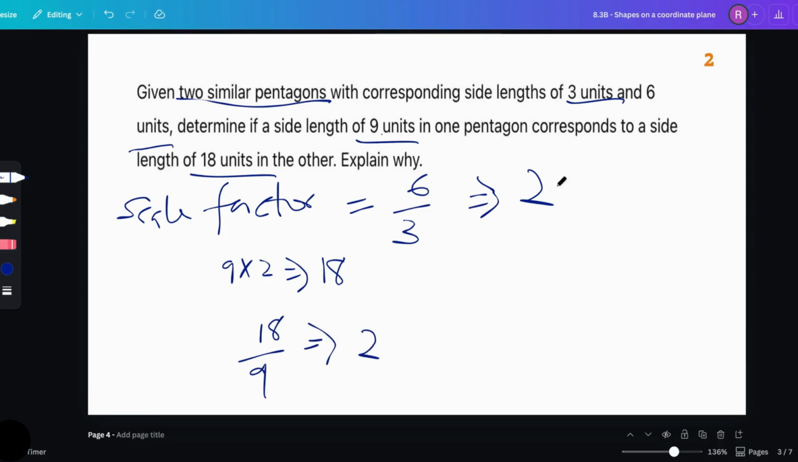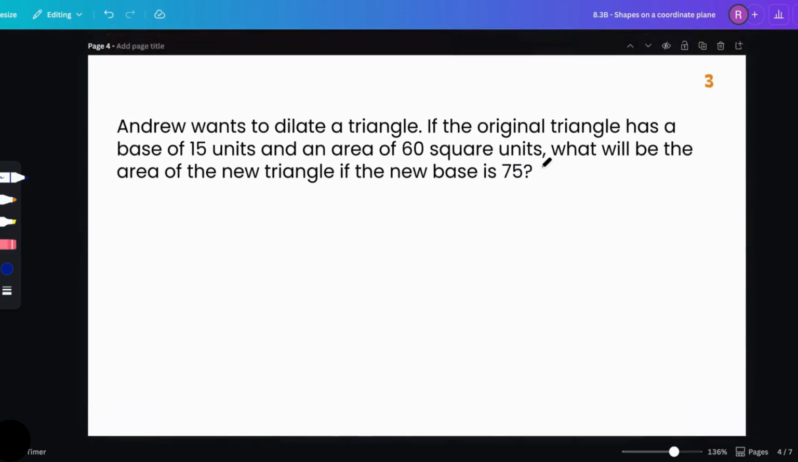So since we get 2 for the scale factor, and if you multiply the small side by 2, you get 18. That means the side length of 9 units corresponds to a side length of 18 units in the other pentagon. So that is the explanation for that.